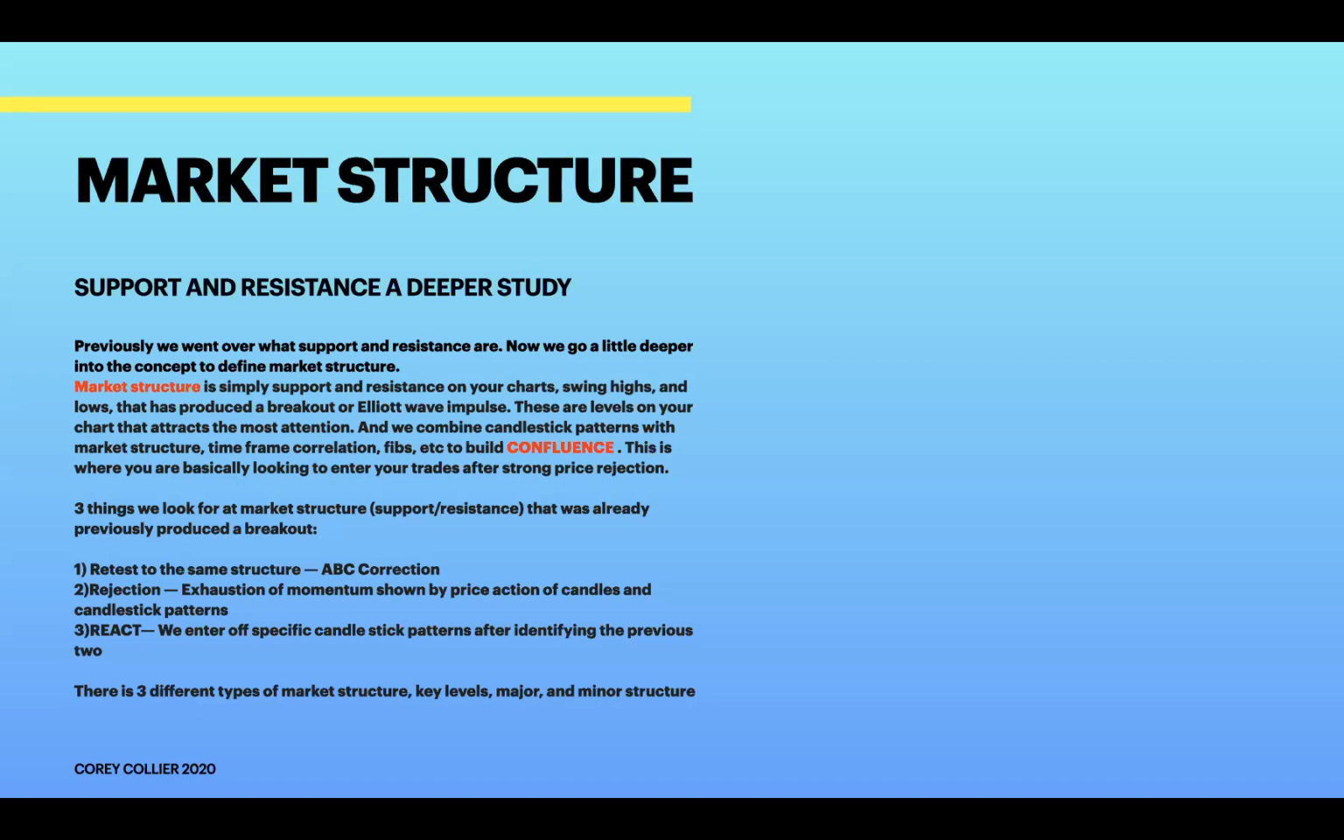Now, there are three types of market structure, okay? You've got your key levels, then you've got major structure, and then you've got minor structure, okay? Now, those three types of structure are what the three time frames are for.